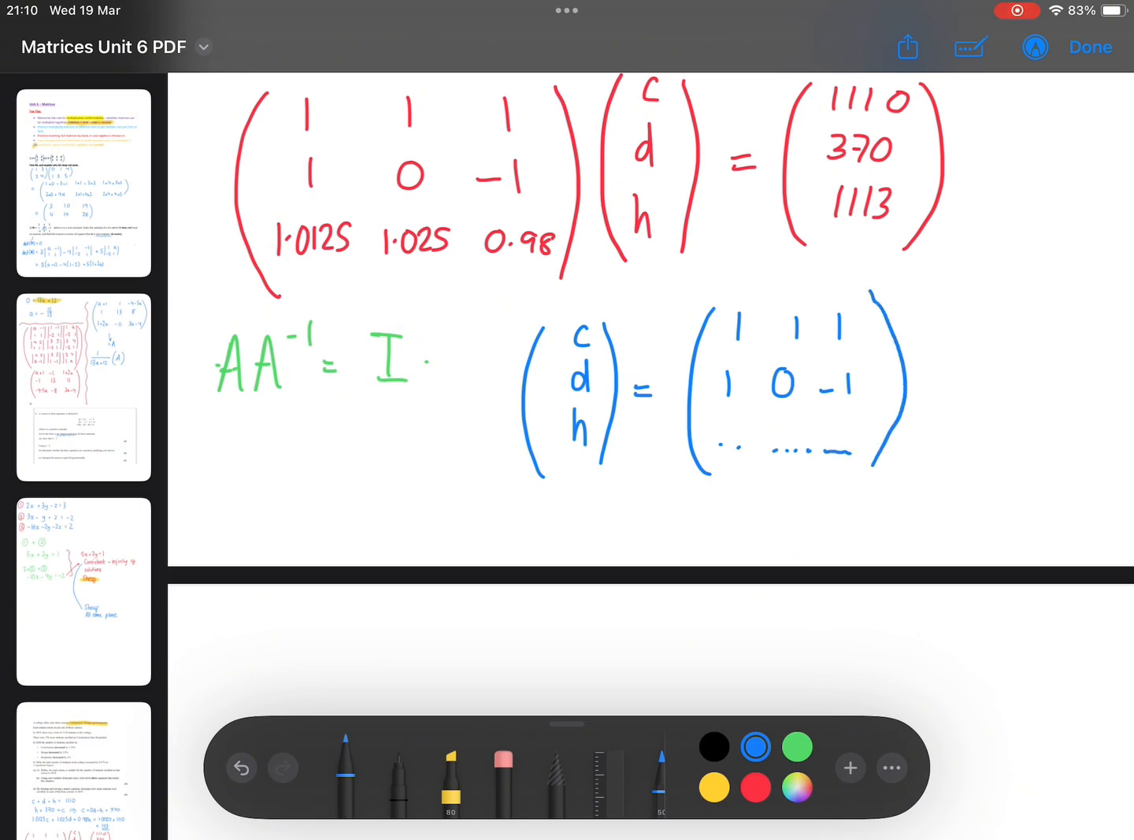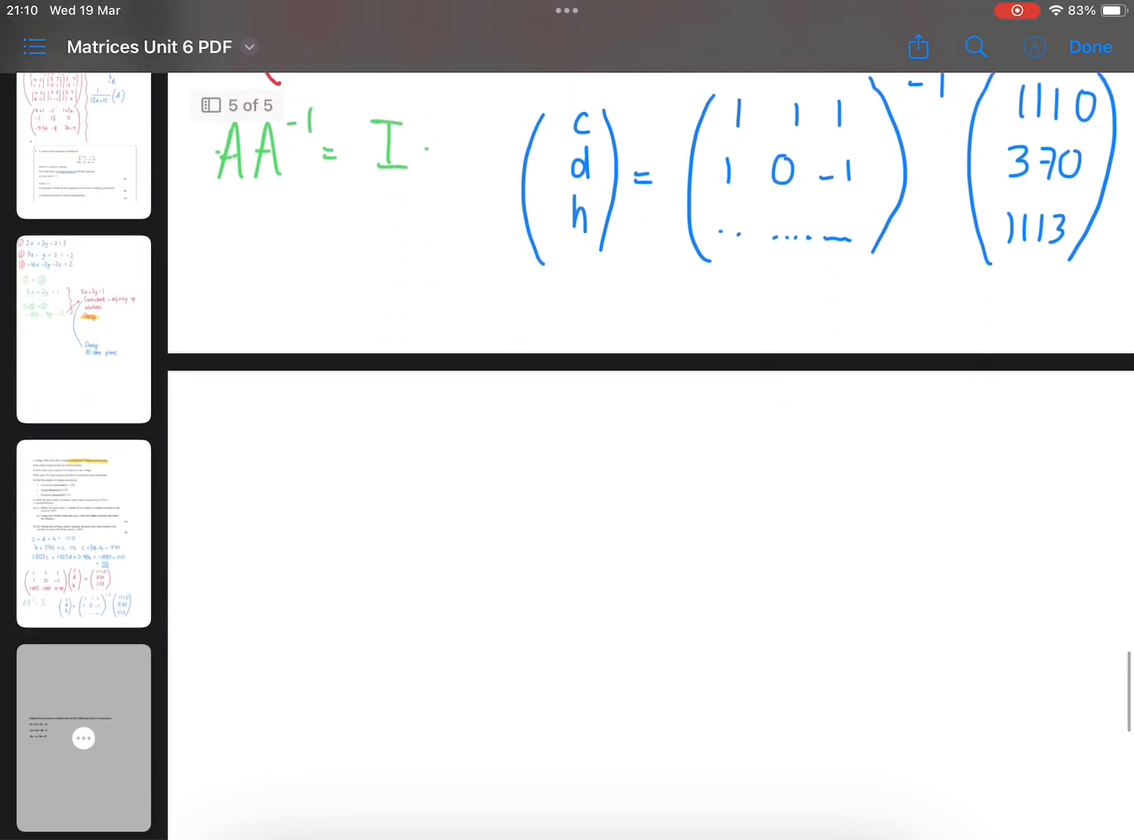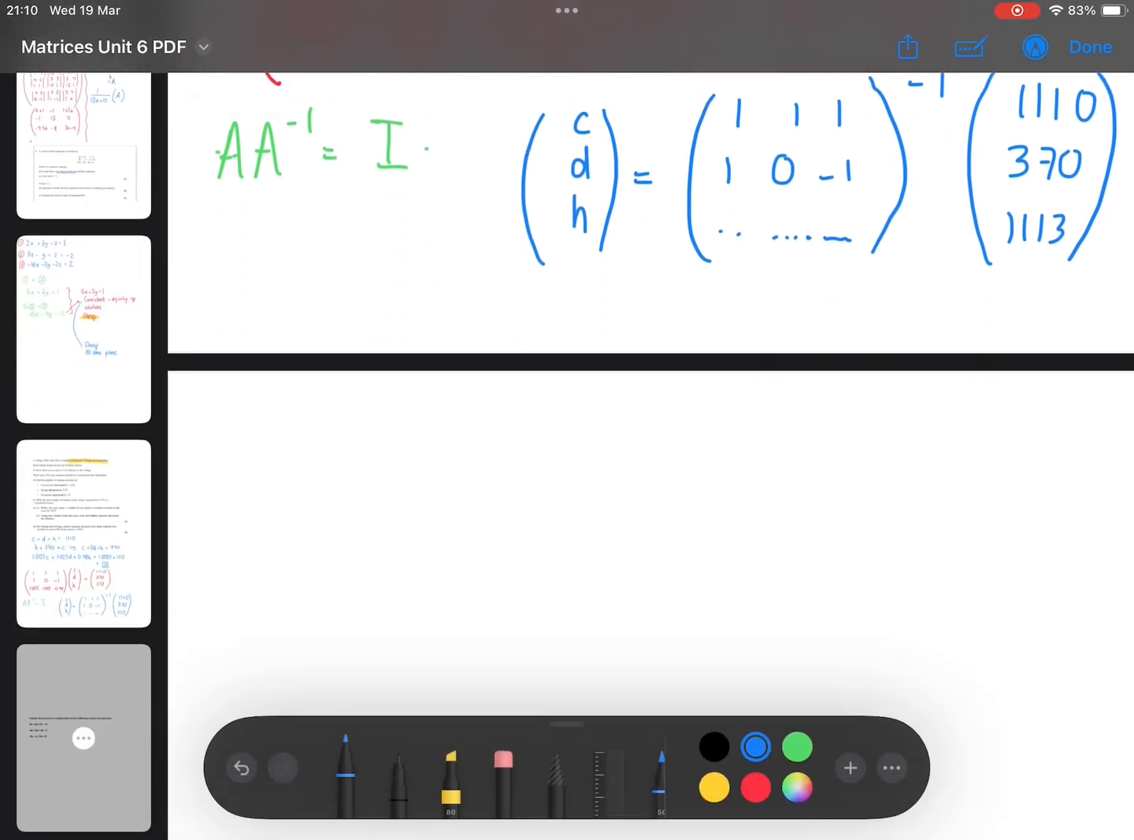Let's fill that in. Minus 1 times the answer matrix, if you like. And solving those, which you can just put in your calculator, you get that C equals 720, D equals 40, and H equals 350.